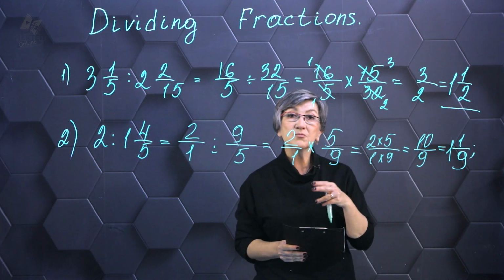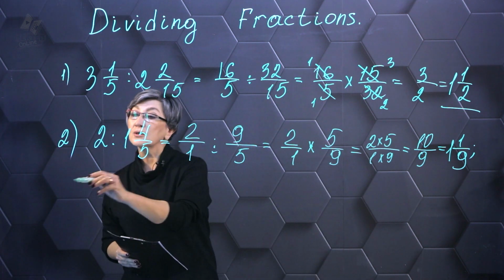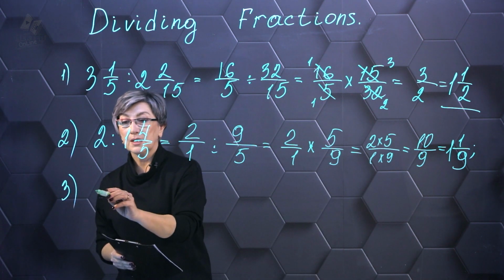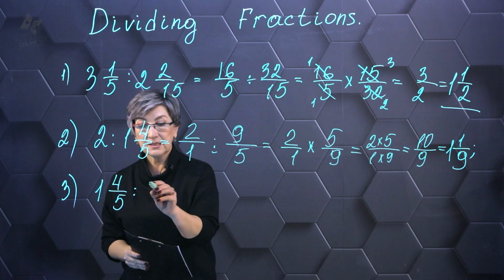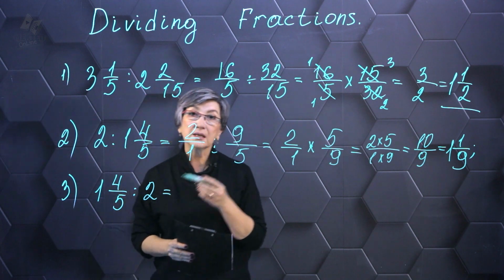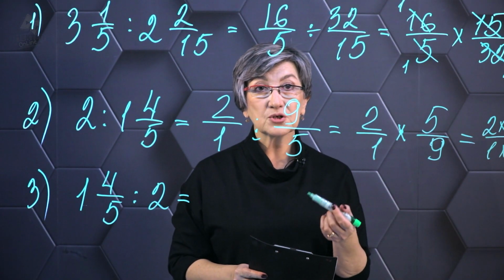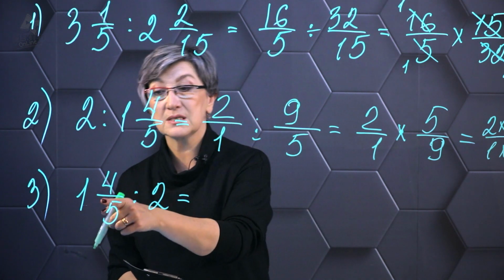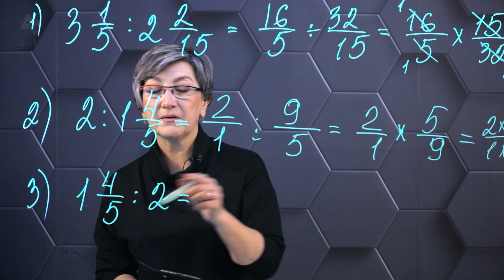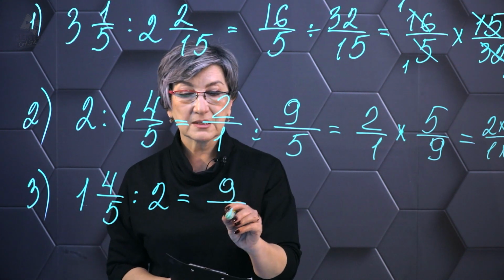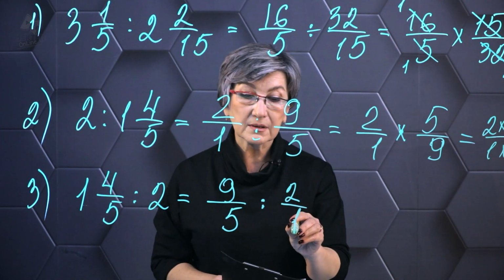By the way, now we will consider a similar example, only rearranged. What will happen in this case? I want to divide 1 whole 4/5 by 2. The algorithm of actions is the same, but let's pay attention to the fact that the answers are naturally different, because here we divide 1 whole 4/5 by 2. So convert to an improper fraction. That would be 9/5 divided by 2, which is 2/1.